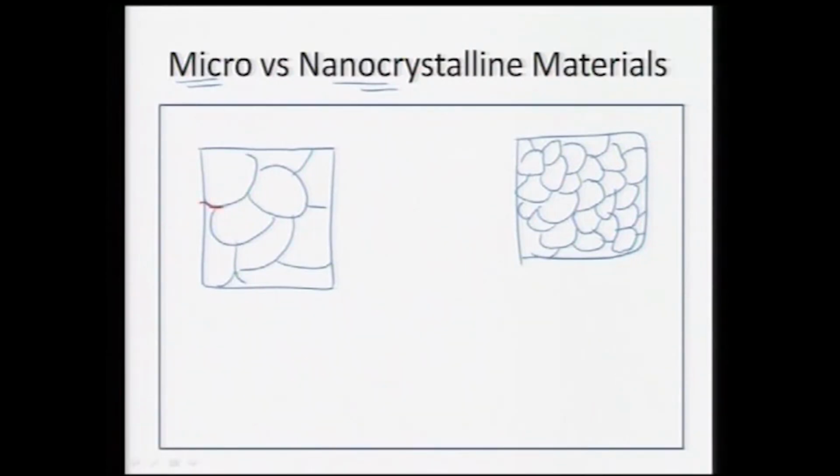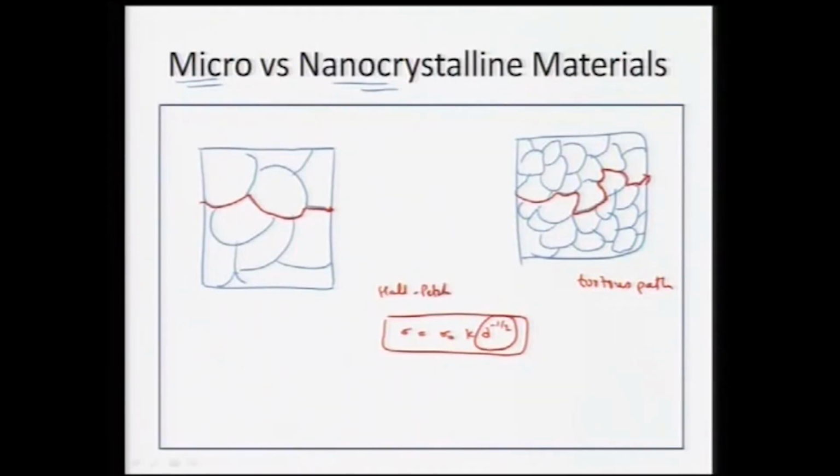So, in this case the crack path is much easier, because in this case it has to go here, change its direction, come back and maybe change its direction and get a very tortuous path. Also, the strength of the material also enhances as we go with lower and lower grain size. This is given by the Hall-Petch relationship.